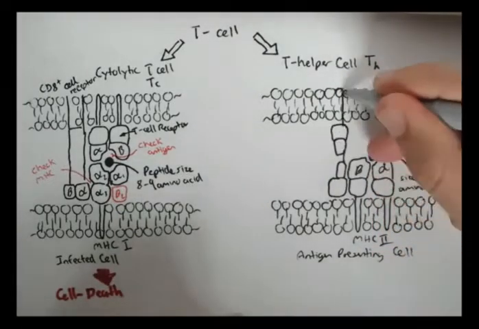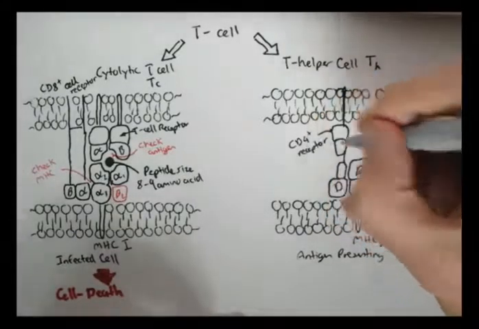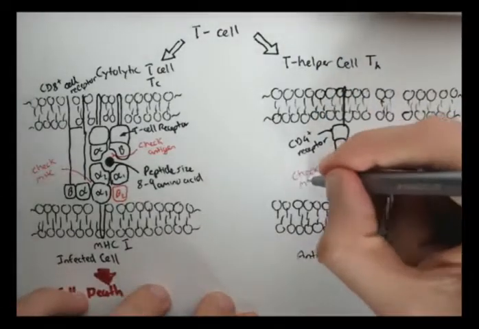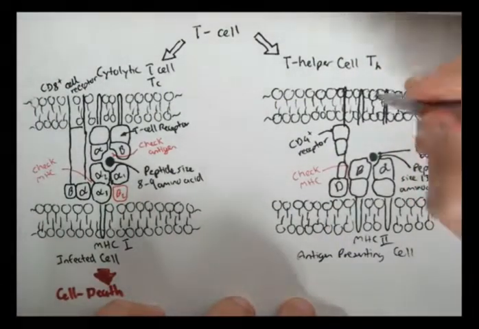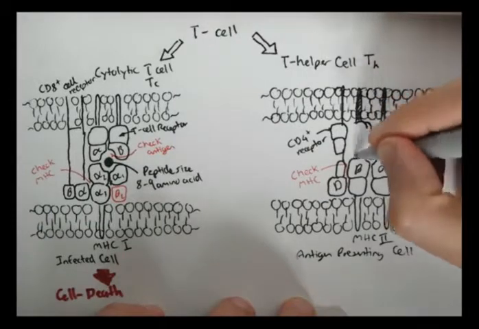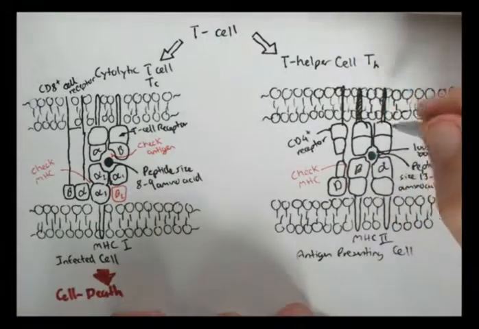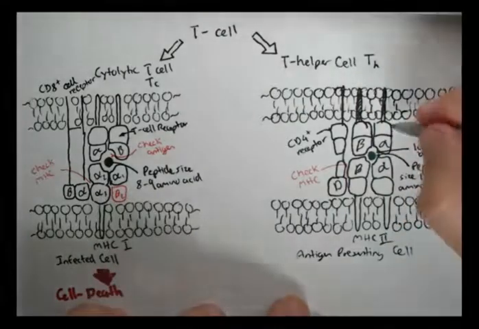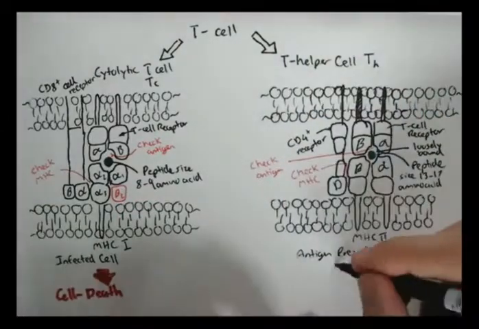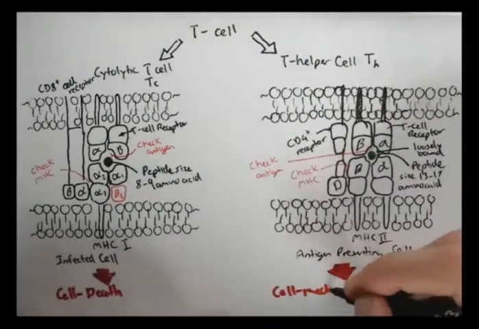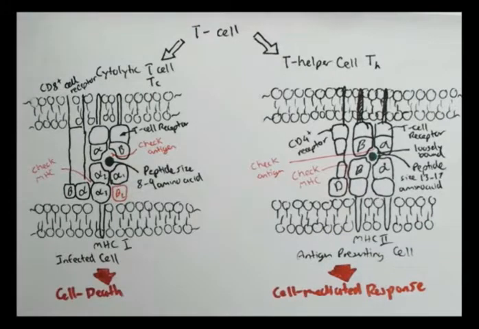Now, the CD4 receptor of the T helper cell checks the MHC molecule and sees if it's an MHC class 2 molecule. And then another receptor, the same as the T killer cell's receptor, called the T cell receptor, checks for that specific antigen also. And if both receptors of the T helper cell are happy with both the MHC class 2 molecule and the antigen, the T helper cell is activated and will initiate the cell-mediated response, or following that, the humoral response with the B cells.